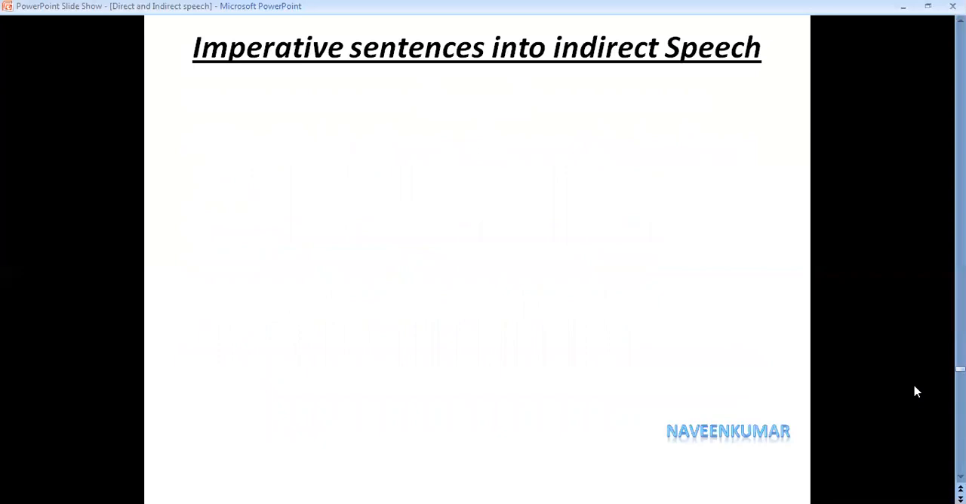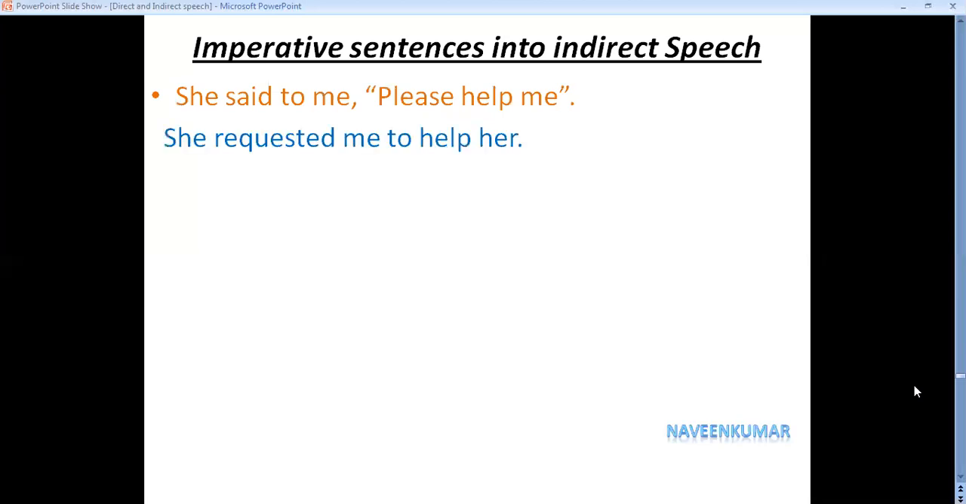Imperative sentences into indirect speech. So now how to change imperative sentences into indirect speech? Let us see. She said to me, please help me. She requested me to help her. So requested is the reporting verb that I am using because there is a request in the direct speech. She said to me, please help me. That becomes she requested me to help her. I'm using the conjunction to there.